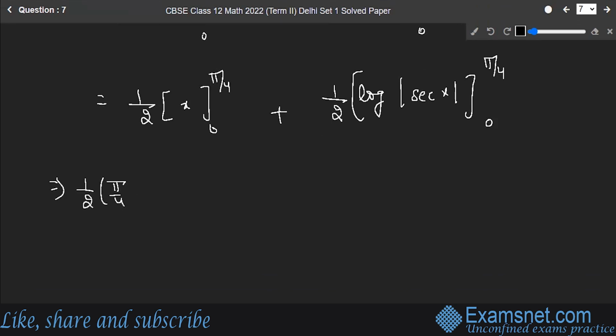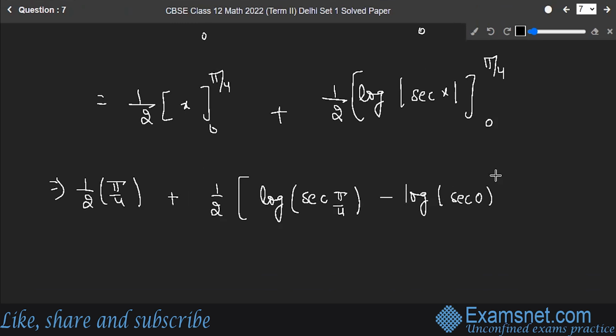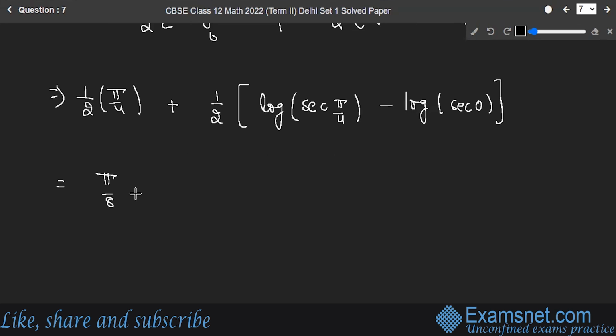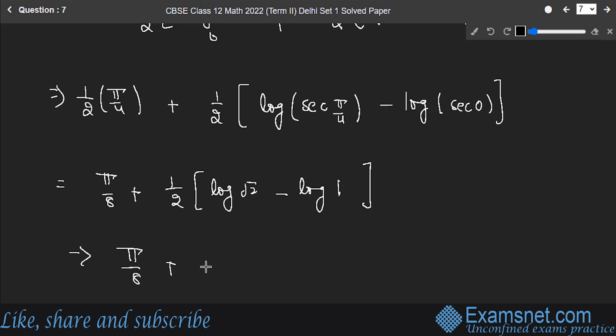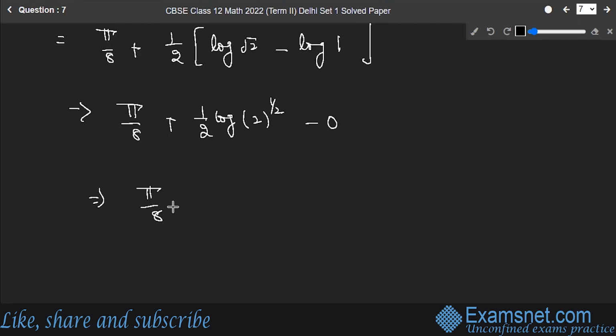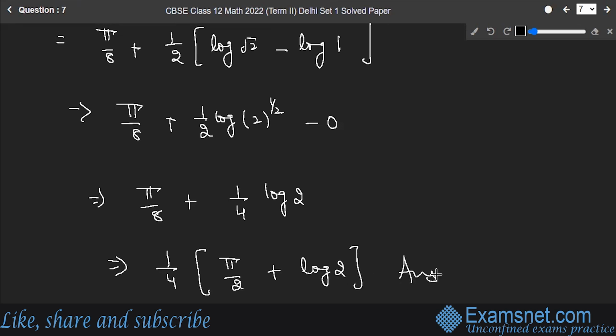That's equal to 1 by 2 into pi by 4 plus 1 by 2 log of secant pi by 4 minus log of secant 0, right? That becomes pi by 8 plus, secant pi by 4 is root 2, and secant 0 is equal to 1, so log of 1 is 0. That makes it pi by 8 plus, you can write it as half log of 2 raised to power 1 by 2 minus 0. So that's equal to pi by 8 plus 1 by 4 log 2, which is equal to 1 by 4, taking common, pi by 2 plus log of 2. So this is the answer to the question. Hope you got that.